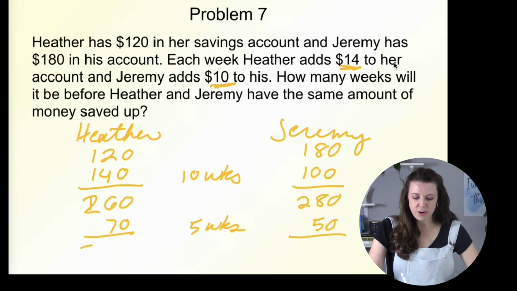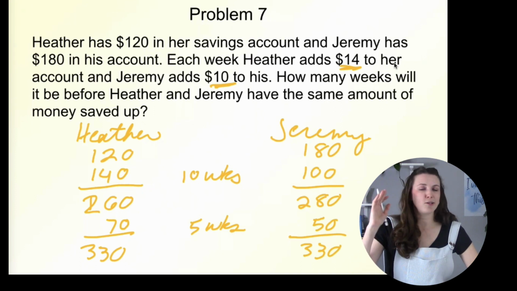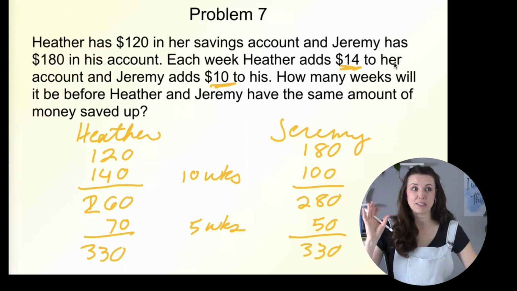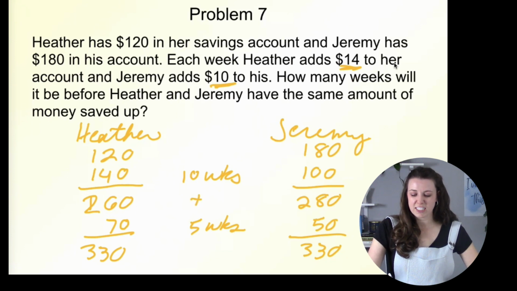And that gives Heather 330 and Jeremy 330. And there we go. That's the same. So what you can do is, again, you can add it up week by week if you want, or if I was a little too high, I could do like 4 weeks or 3 weeks or something like that. So I just add here 10 plus 5, that's 15 weeks is how long it's going to take for them to be at the same level.